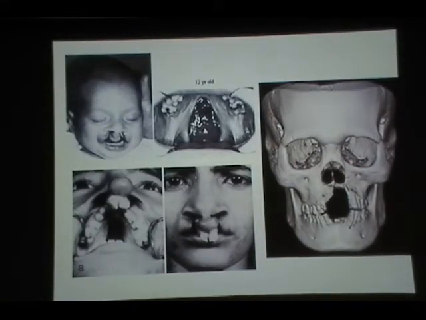Clefting. Cleft palate. Remember we talked about maxillary process, mandibular process, frontonasal process, the medial and lateral nasal processes. All these come into play to form the normal structures of the face. If there's a failure of morphogenesis, a failure of fusion, you can generate clefts.